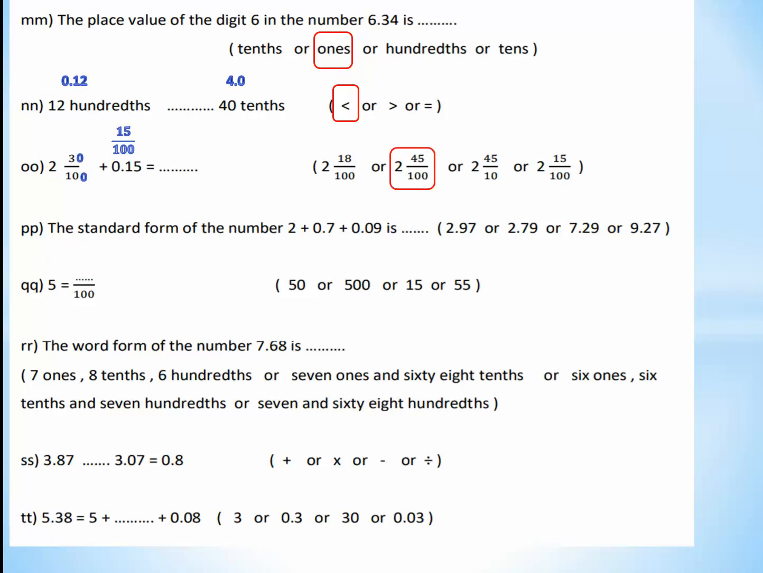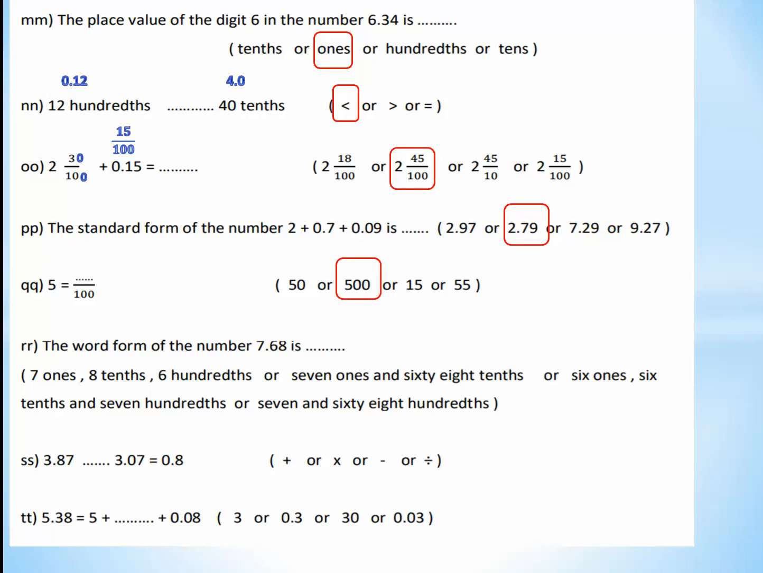The standard form of the number 2 plus 0.7 plus 0.09, we must write it in digits, it will be 2.79. 5 equals what over 100? It will be 500.